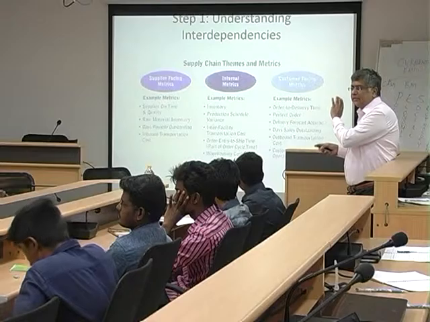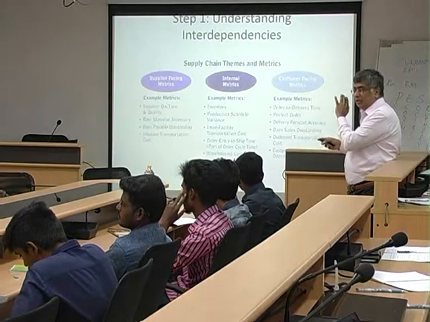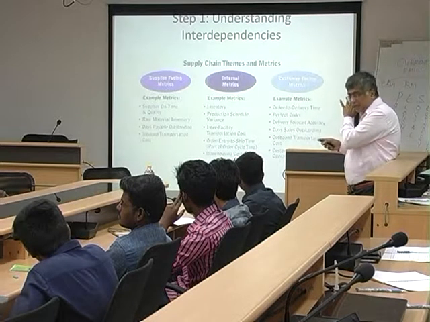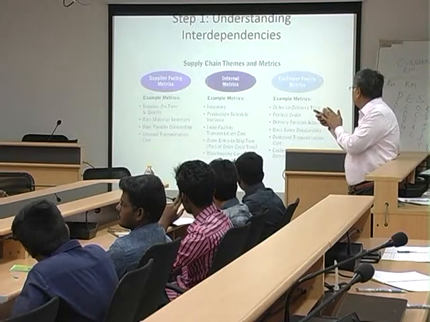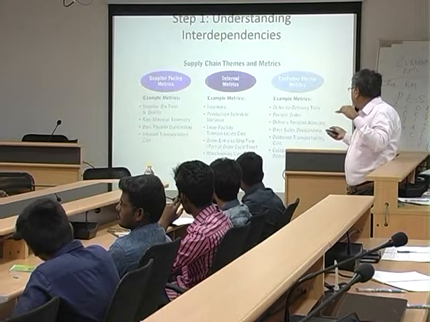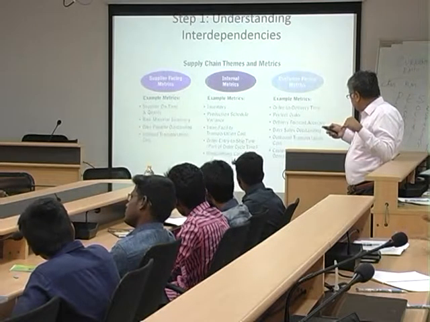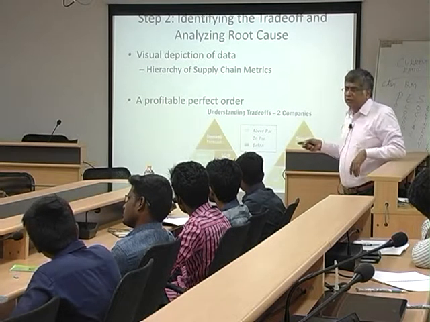So we have metrics relating to the internal metrics, relating to the supplier metrics, and relating to the customer metrics. So we have a very good way for the supply chain team by looking at what is happening in the company box, what's happening in the supplier box, and what's happening in the customer box. So this is very important.